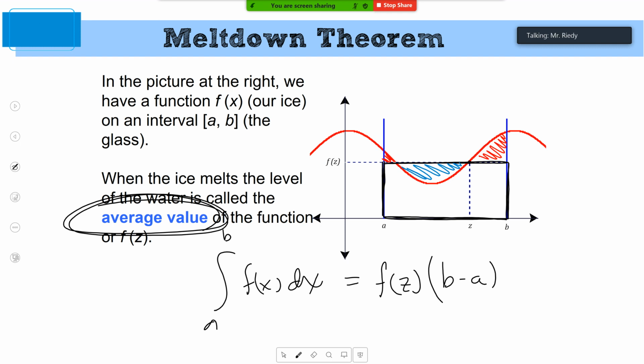But the average value represents the level of the water, so as the red melts down, it'll fill in the blue and gets us this rectangle.